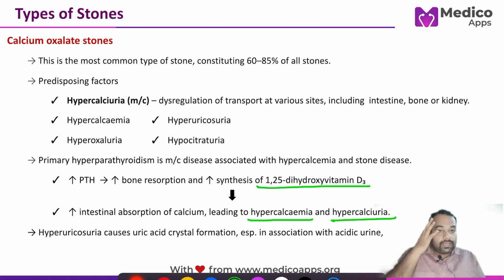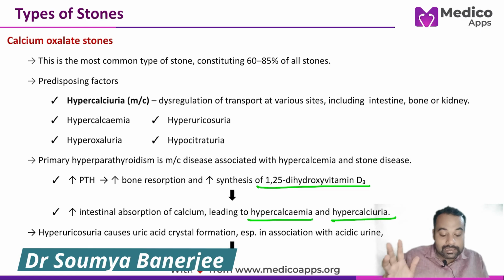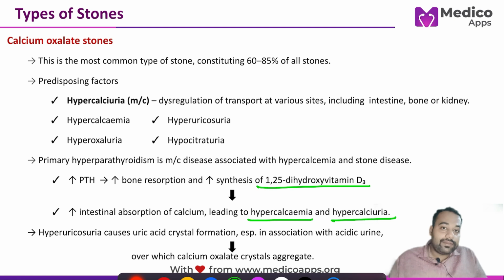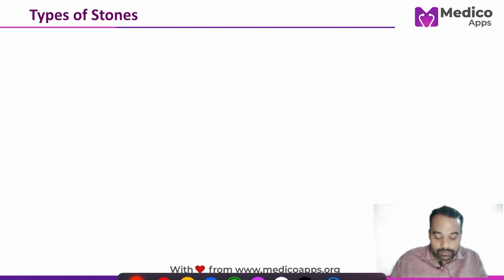Now you have to understand how hyperuricosuria is associated with a calcium oxalate stone. When there is a formation of uric acid crystal, it can go in two ways. It can form the uric acid stone, or it can form the calcium oxalate stone. It can form both types of stone depending upon the pH. This is what is basically important. In case of an acidic environment, calcium oxalate aggregates on this crystal, so there is a formation of the calcium oxalate stone.